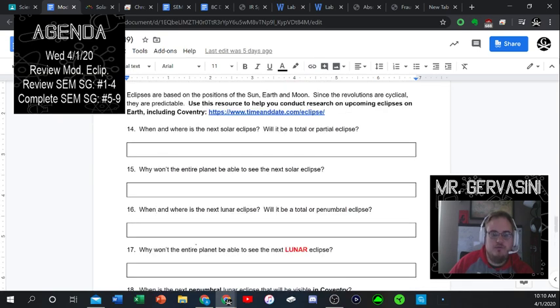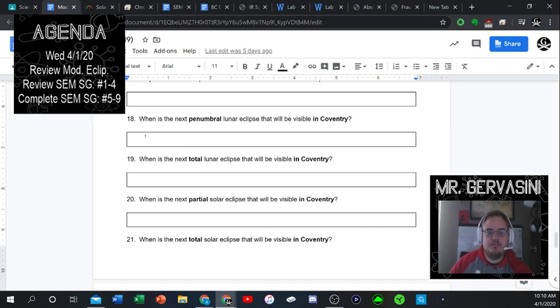So those were the first four, and I kind of broke that section down into two parts. And we came back this week and we did 18 through 21, and they were all about Coventry. So when's the next penumbral lunar eclipse that will be visible in Coventry?